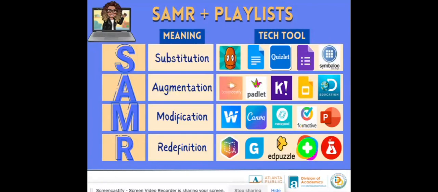So with substitution, you're just kind of replacing a worksheet or a paper task with a digital task. With augmentation, you're starting to create something new. With modification, you're building or creating something totally new. And redefinition is the student taking ownership and transforming their learning by creating a product.